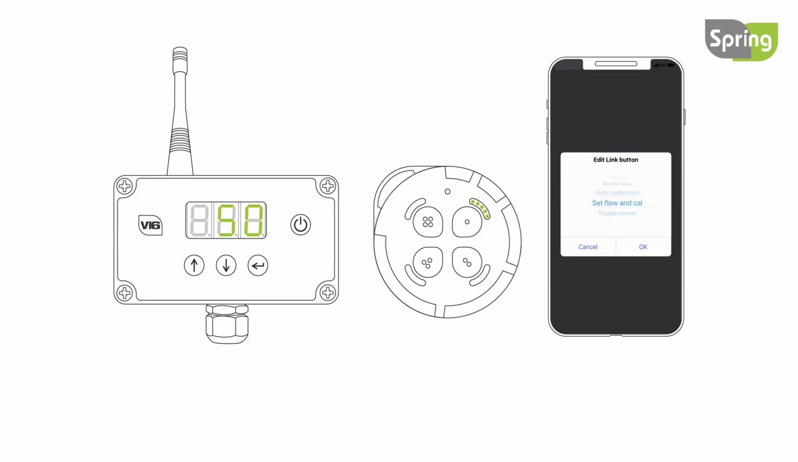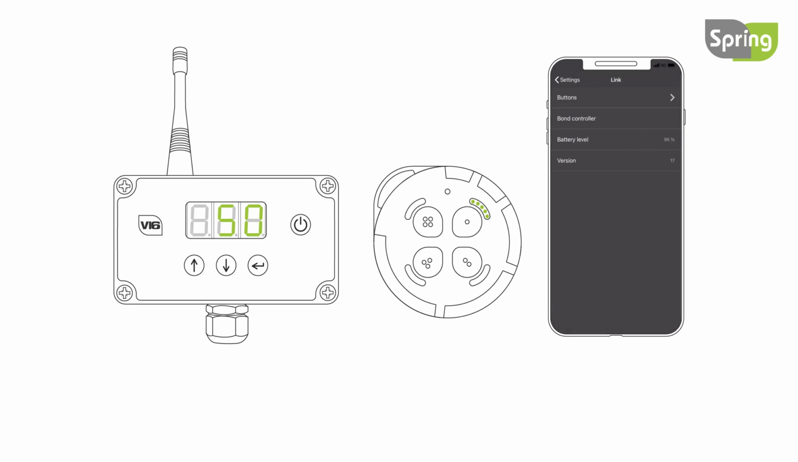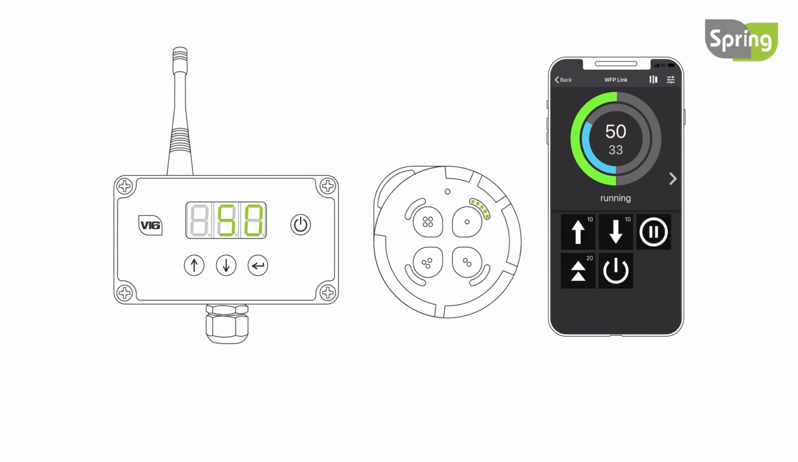All fobs will indicate the flow rate by the number of LED segments that are lit. For example, a flow of 50 will light one half of the segment. Each button's LED segment will light up accordingly when pressed.